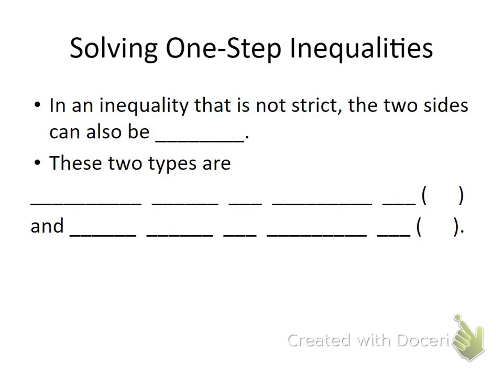So in an inequality that is not strict, the two sides can also be equal. There we go. Greater than or equal to. So if I'm going to do greater than or equal to, what needs to go under this sign? A line. A line. Or less than or equal to. So the two types are, as you guys told me, greater than or equal to and less than or equal to.